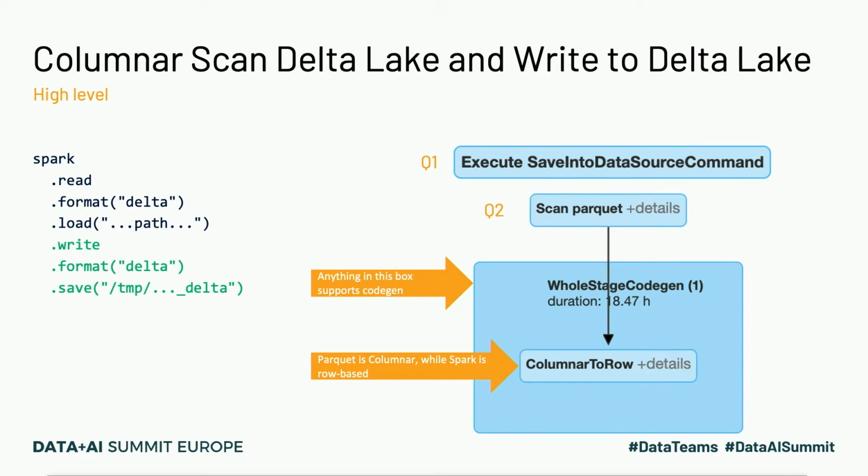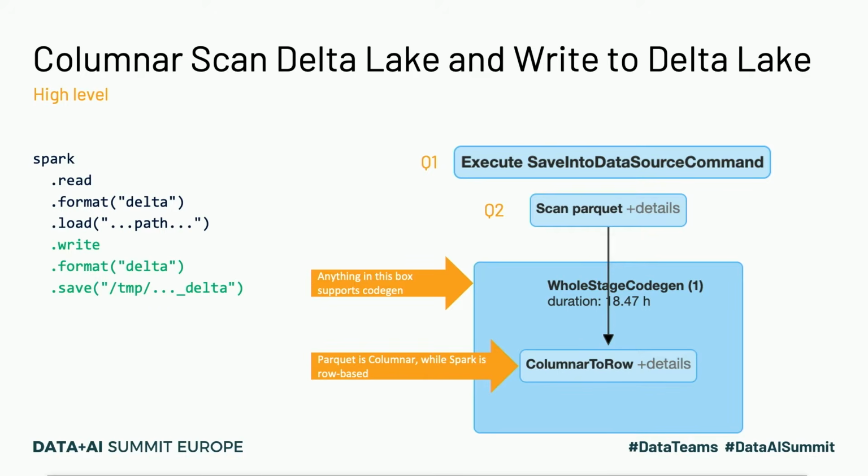So here there's another example of just reading and writing, but instead of reading a row-based data format, we read a columnar format. In this case, we read from Delta Lake and we write to Delta Lake. People who are more familiar with the internals of Delta Lake know that the Parquet file format is used to store the actual data inside the Delta Lake table. Hence, on the right, we see query 2 start with the scan Parquet operator.